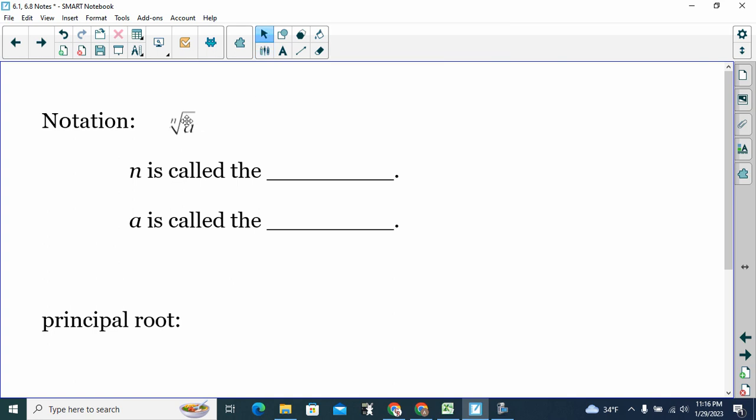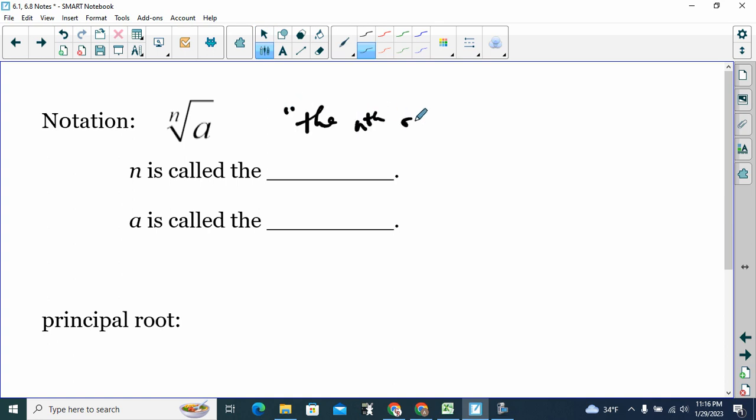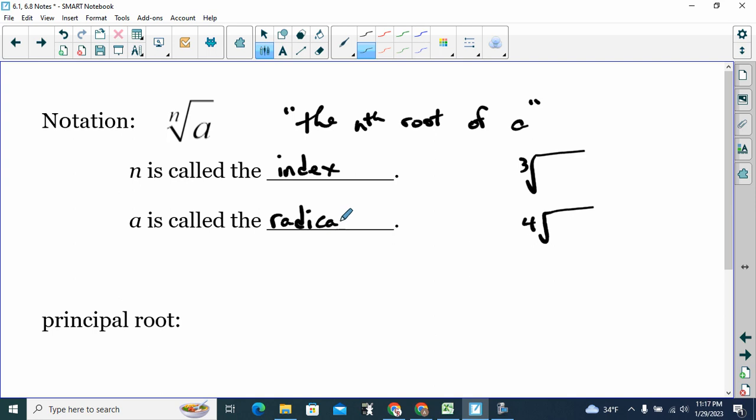The notation we use for roots looks like this. This is read the nth root of a. N is called the index. That tells us which root we are taking. So a cube root looks like that. A fourth root looks like this, and so on. A is called the radicand. That is the number we're taking the root of.